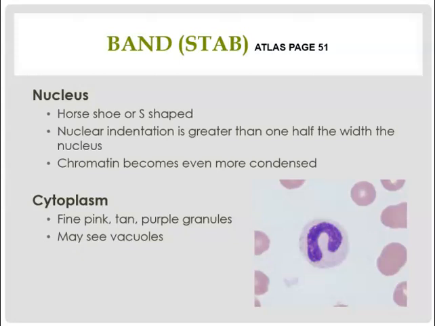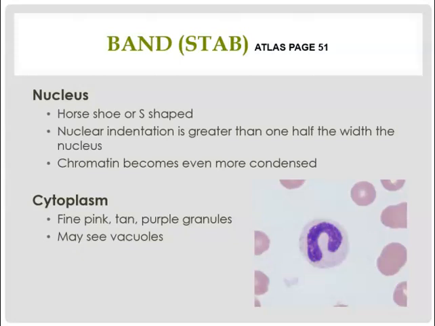The next stage before we're fully mature is known as the band stage. This is on page 51 in your atlas. The nucleus is usually more horseshoe shaped, or can even be an S shape depending on how the nucleus is folded in your cell. The nuclear indentation is greater than 1/2 the width of the nucleus.